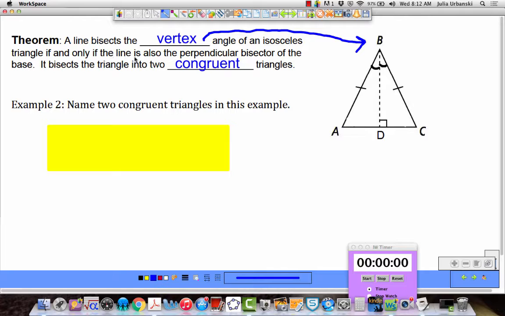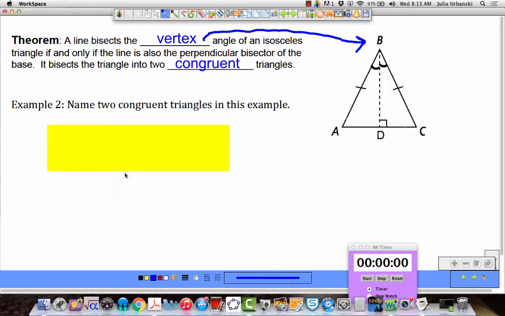If and only if the line is also the perpendicular bisector of the base. So what that means is that if this is being bisected, then you also have right angles, and this side equals this side. It basically separates the triangle into two congruent triangles, making all of their corresponding parts congruent. So for example 2, look at this picture here now with all that information and name two congruent triangles. Name for me one of the congruent triangles in any order you want.